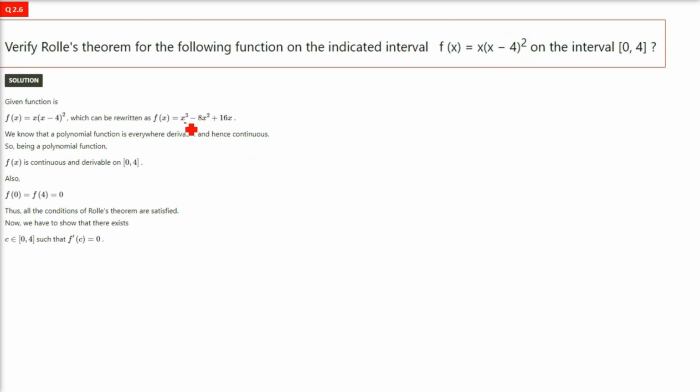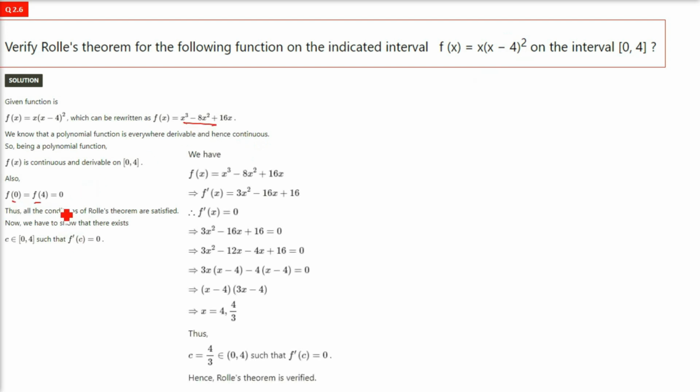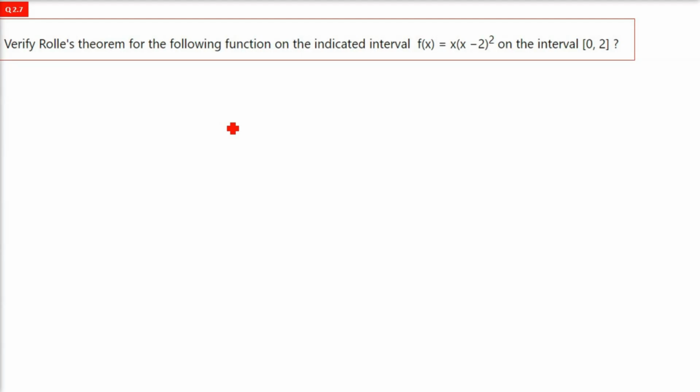(x minus 4) whole square multiplied by x, so just multiply these two, open this square, multiply, and then take the differentiation equals to 0. The value you will get is 4 and 4 by 3. As I said, you cannot or you should not take 4. 4 by 3 is between 0 and 4. That will satisfy this Rolle's theorem scenario.